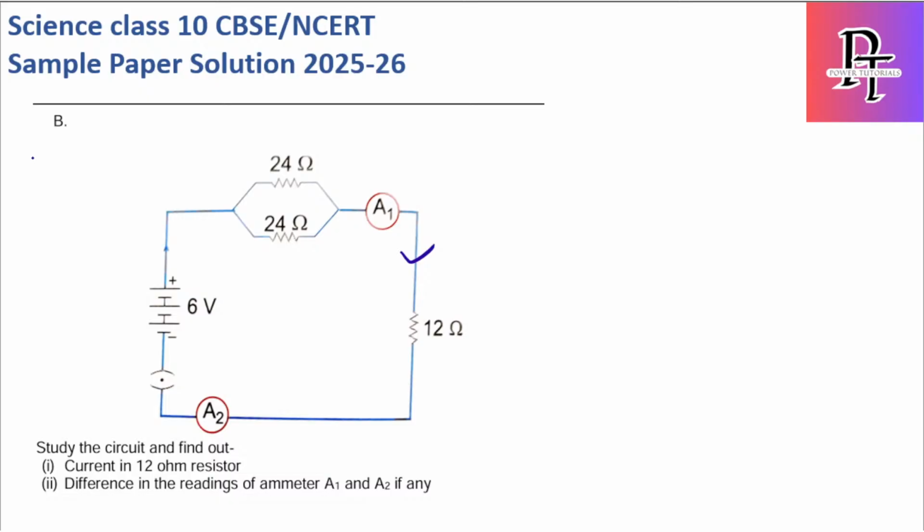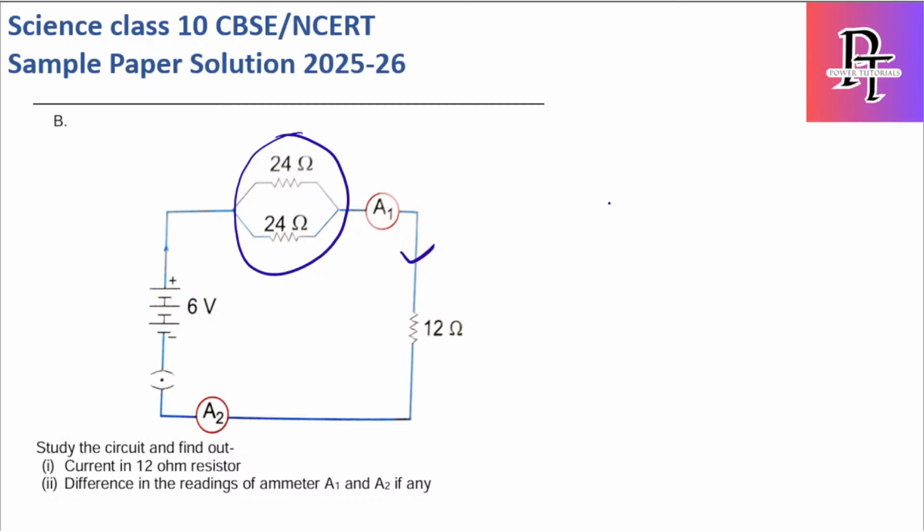Just try from your end and answer. This is a similar type of question which we solved right now, which is of A part. Okay, first I want you to tell me what is the parallel resistance or the effective resistance for this 24 and 24. First tell me the parallel combination. What is the effective resistance for this 24 and 24?